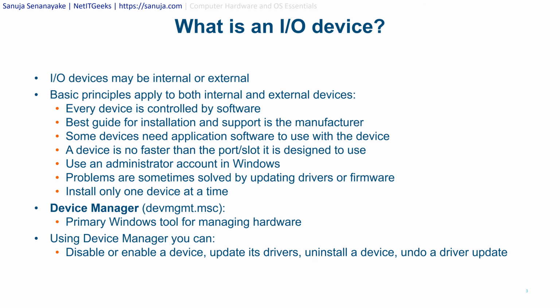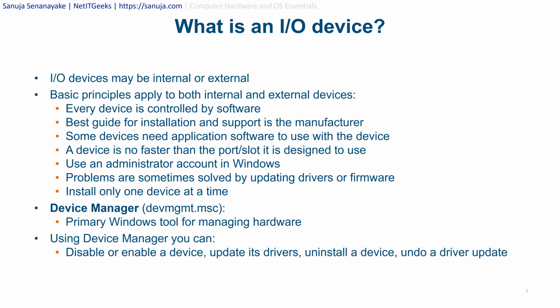A device is no faster than the port or slot it is designed to use. So in other words, if you have a USB 2.0 port and you connect a USB 3.0 capable device, the maximum speed it can run is USB 2.0, because there is going to be a bottleneck at the port. So the device is no faster than the port or slot to which it is connected when it is acting as an input-output device. And you may have to use an administrator account in Windows in order to install some of the input-output devices, drivers and software properly.